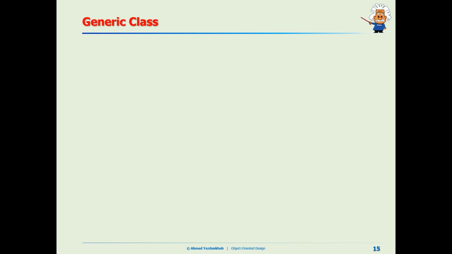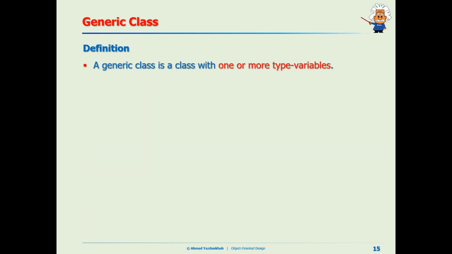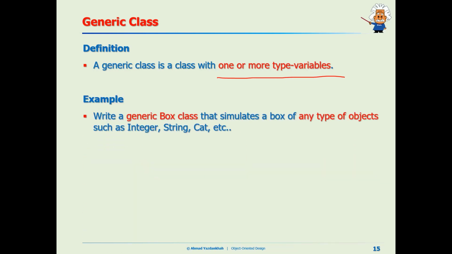So what is a generic class? It's a class that has one or more type variables. I'm going to explain a generic class via an example, and we're going to have a live demo about that. So here is the example I am going to implement.